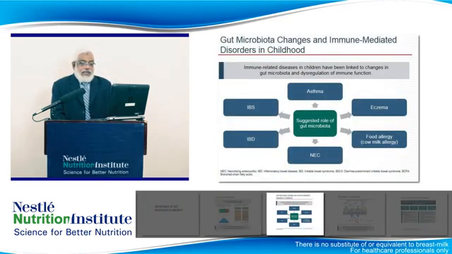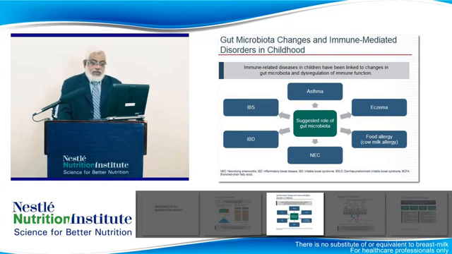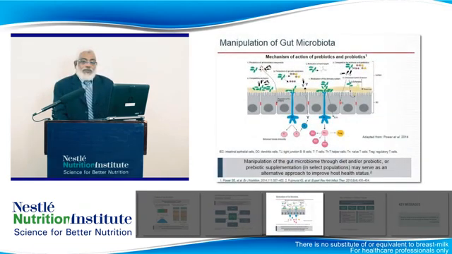Gut microbiota changes and immune-mediated disorders in childhood. Immune-related diseases in children have been linked to changes in the gut microbiota and dysregulation of immune function. Suggested role of gut microbiota: there is a role of gut microbiota in asthma, eczema, food allergy, especially cow milk allergy, necrotizing enterocolitis, inflammatory bowel disease, and irritable bowel syndrome. Manipulation of gut microbiota: manipulation of the gut microbiome through the diet and/or probiotic or prebiotic supplementation in selected populations may serve as an alternative approach to improve host health status.